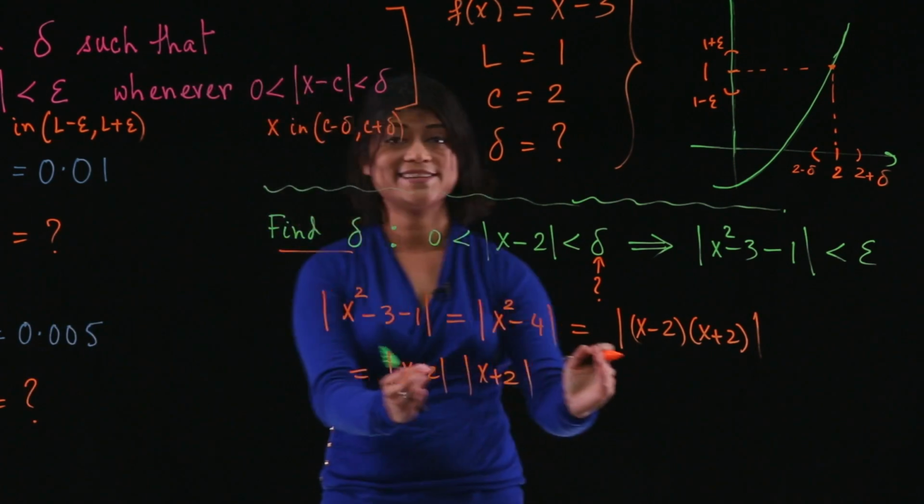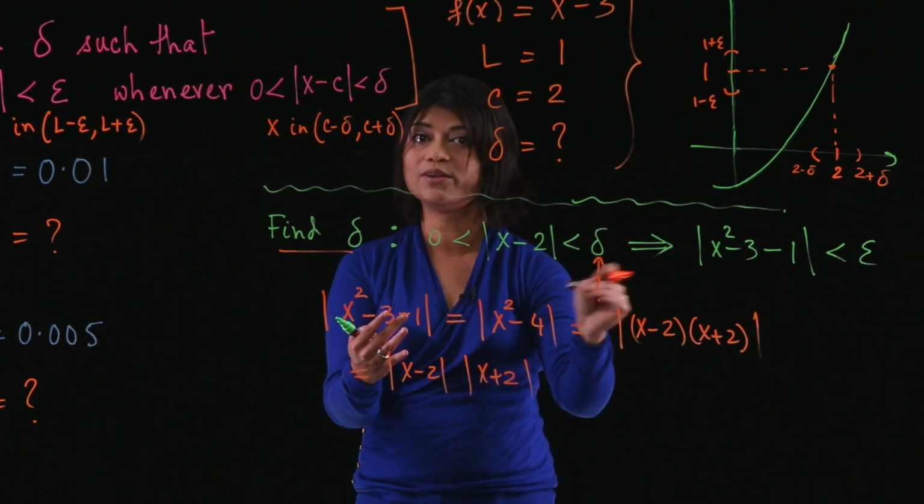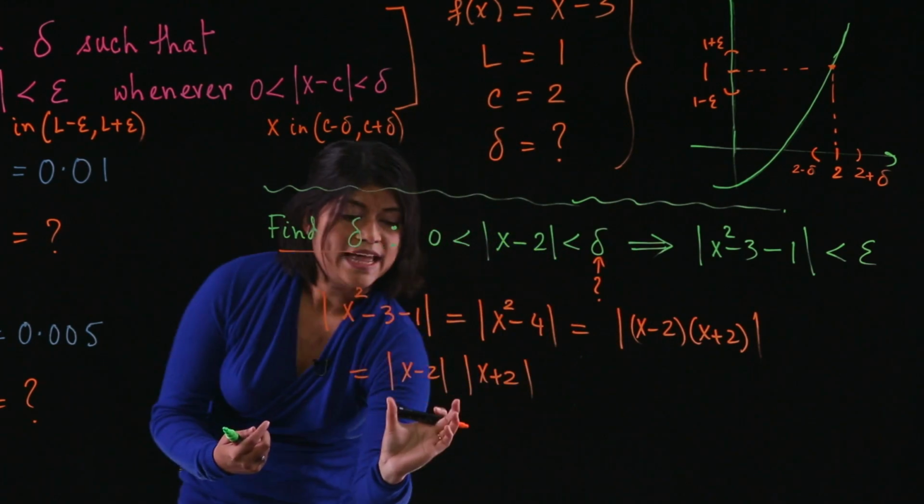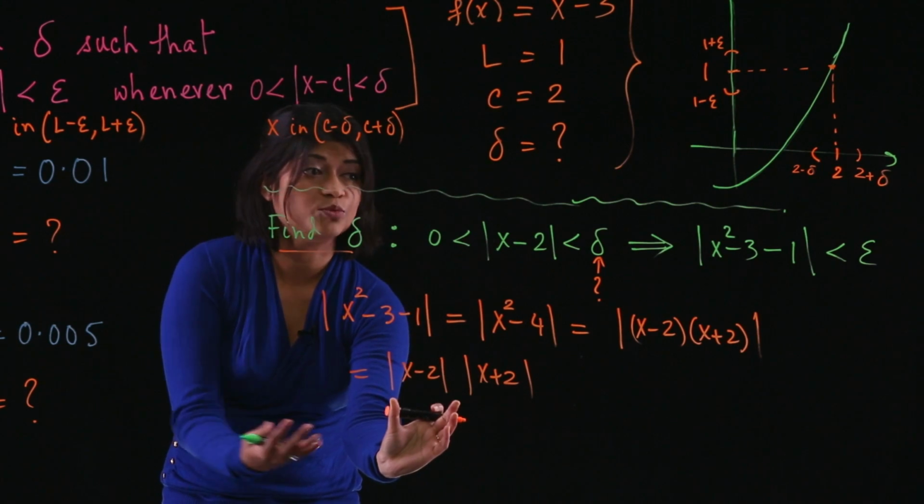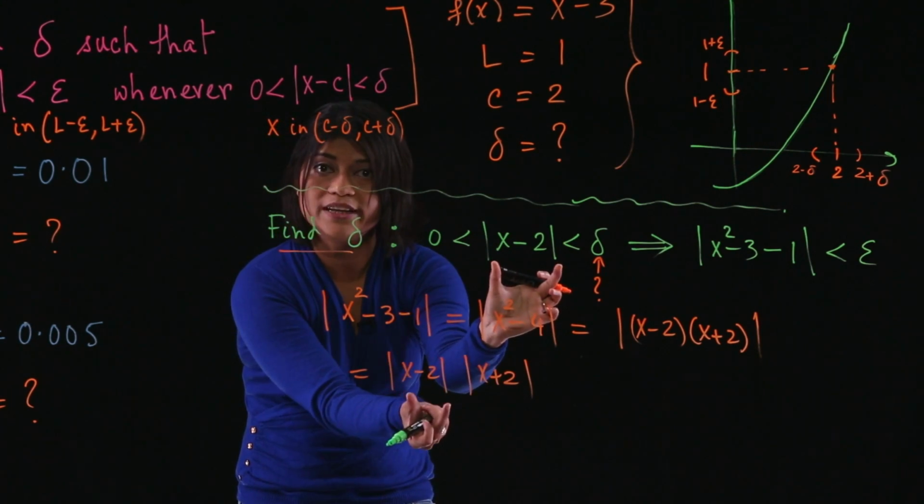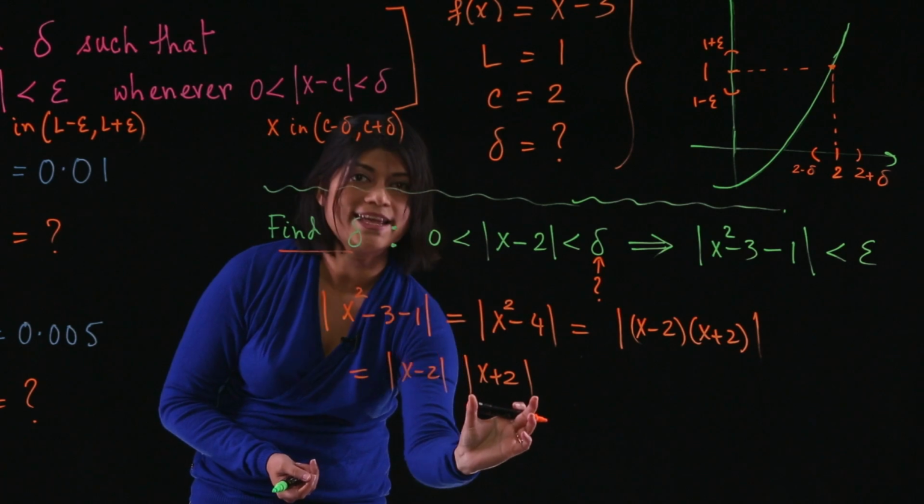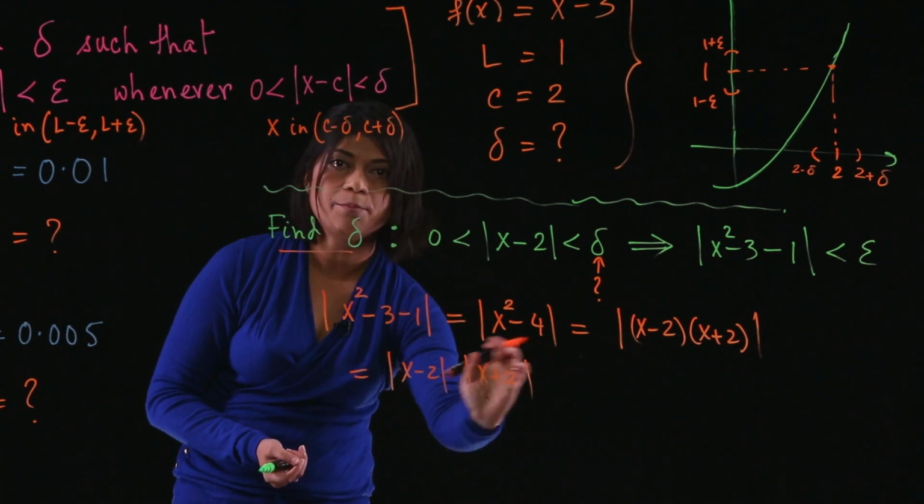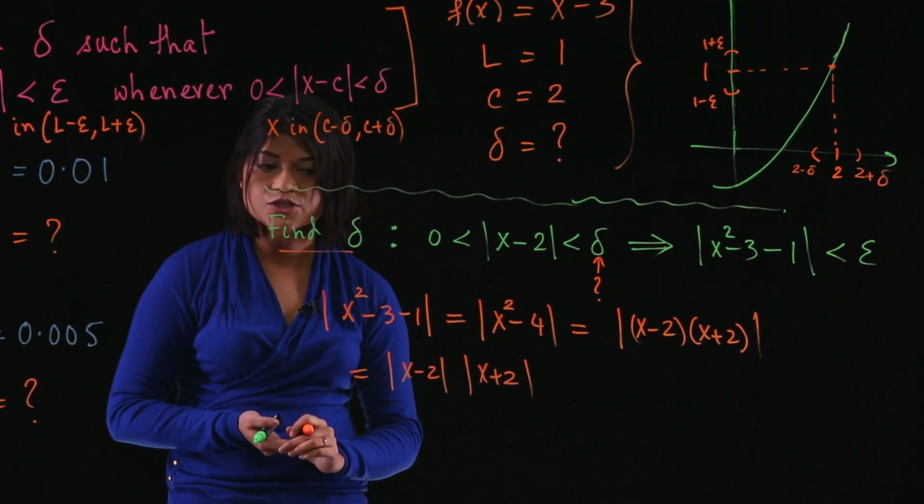Okay, so we want this to be less than epsilon and figure out what delta will be. Absolute x minus 2, we don't have to do anything with it. We want that on the left side, and we have it. But this is an extra piece. So we have to find an upper bound for absolute x plus 2.